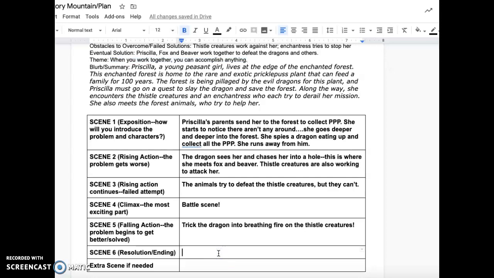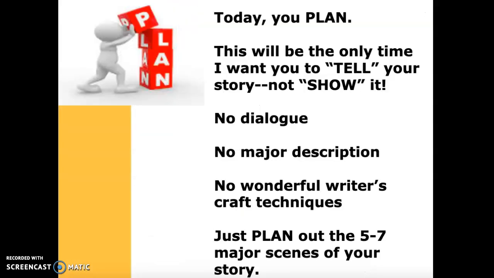So you sort of get the idea here. You're starting to see what my plan is and what it's not. It's not me writing my story. It's me thinking about what each scene will be. And in the back of my head, I can imagine how these scenes will be showing, not telling, how I can imagine all the description of the battle scene. But right now, I'm not doing that. And that's not what you're doing today either, okay? Right? No dialogue, no description, no craft techniques.